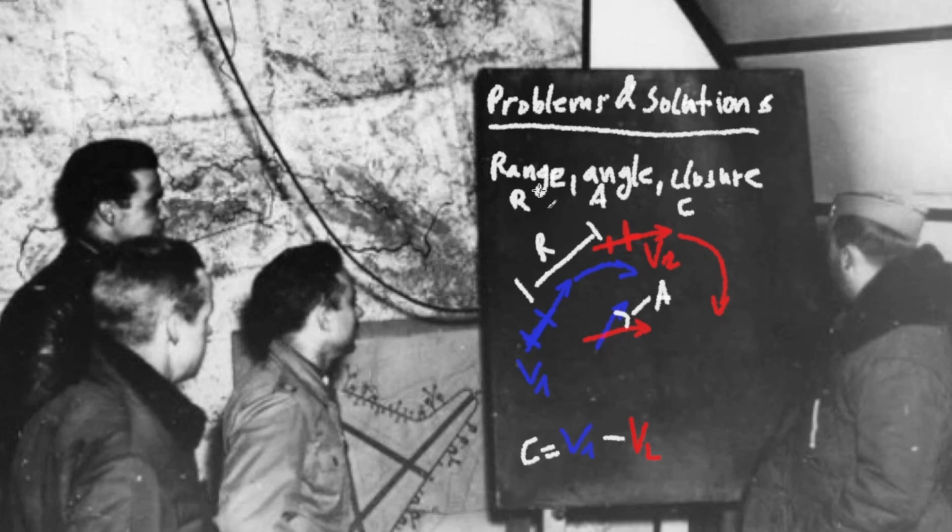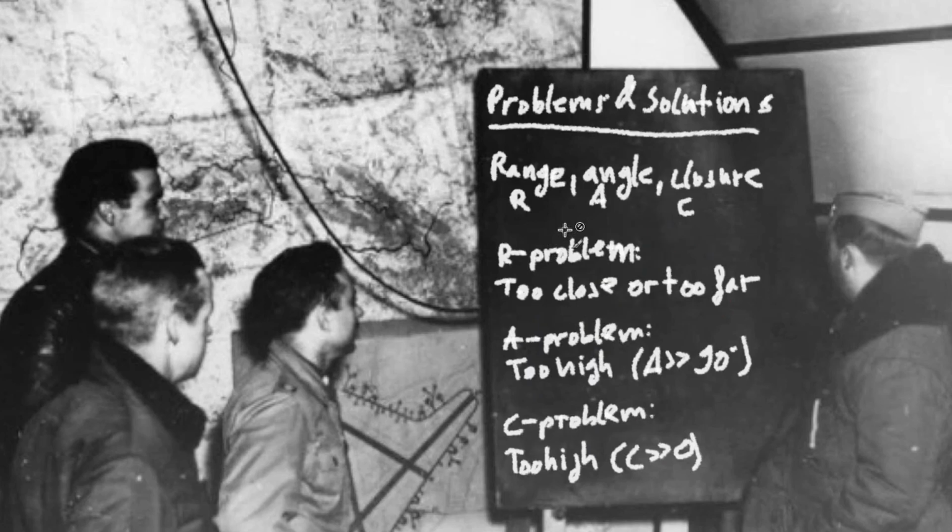So now that we've learned what parameters define a BFM problem, let's have a look at how the problems actually look or manifest. As you can see here, we have range, angle, and closure. So we call it an R problem, an A problem, and a C problem. Now, what could be an R problem? Well, you could be too close to the target to use your weapons effectively, or not have enough space and time to react to the opponent maneuvering.